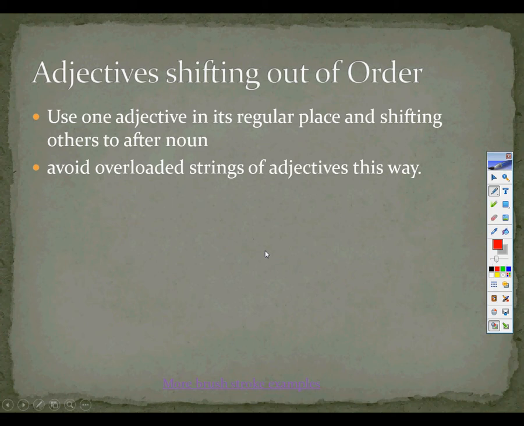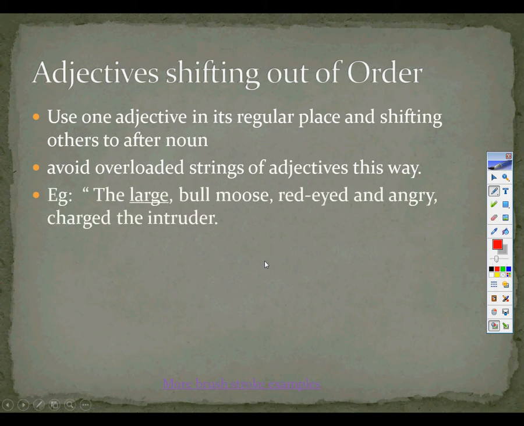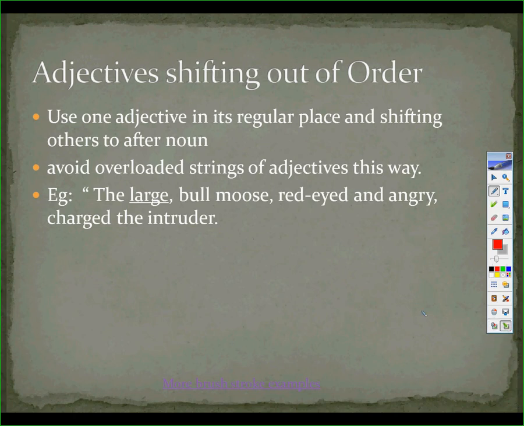It helps you avoid the overloaded string of adjectives, because in that way it loses its effectiveness. The other thing adjectives out of order do for you is they draw your focus. They act almost like a camera lens. Think about a movie that you watch.